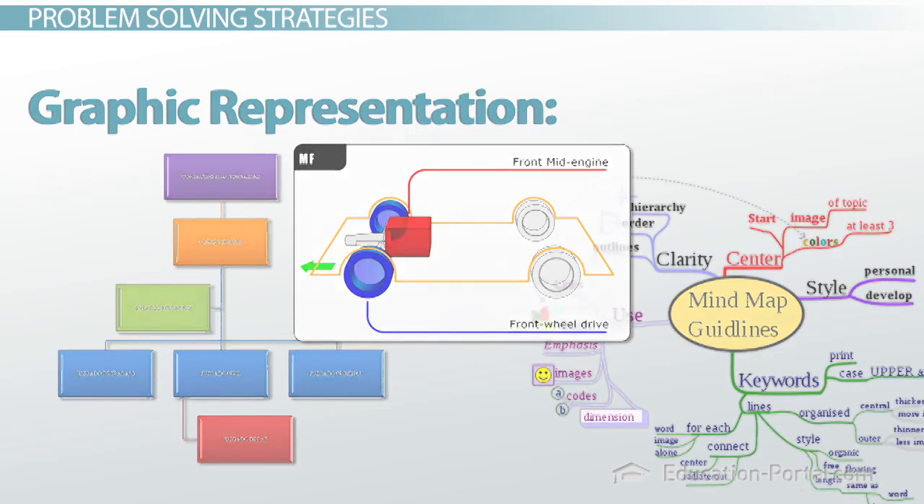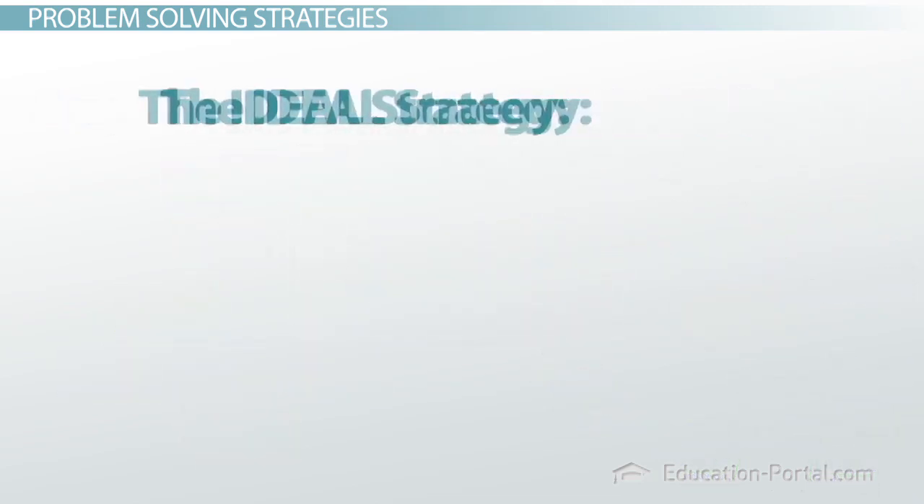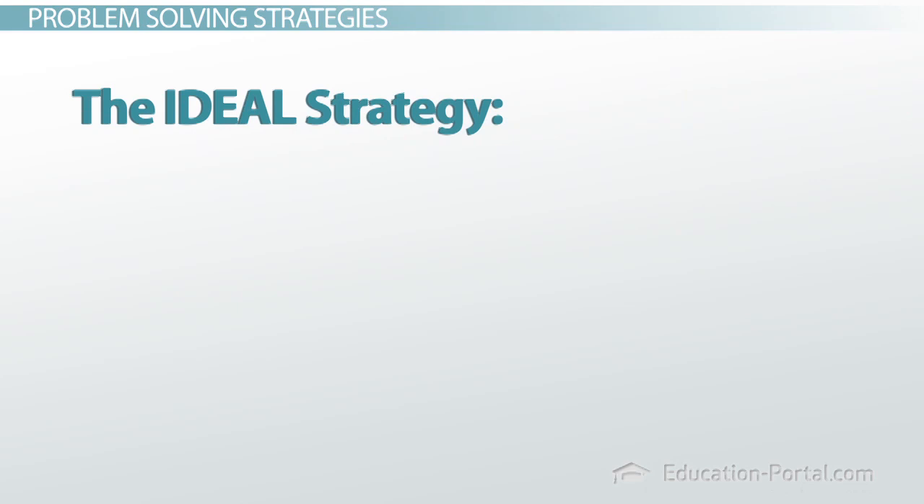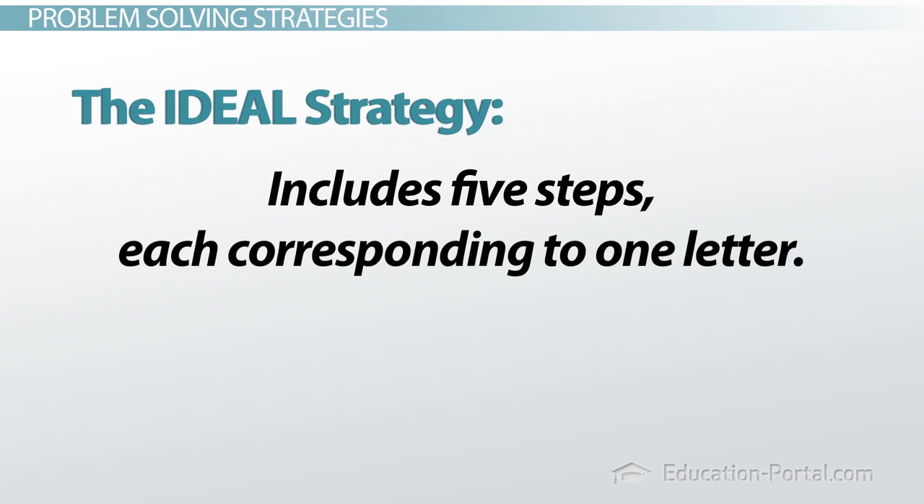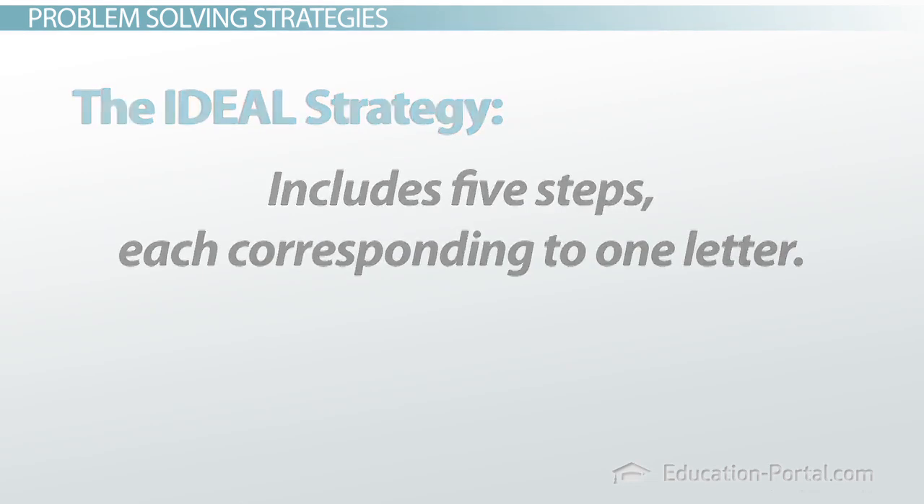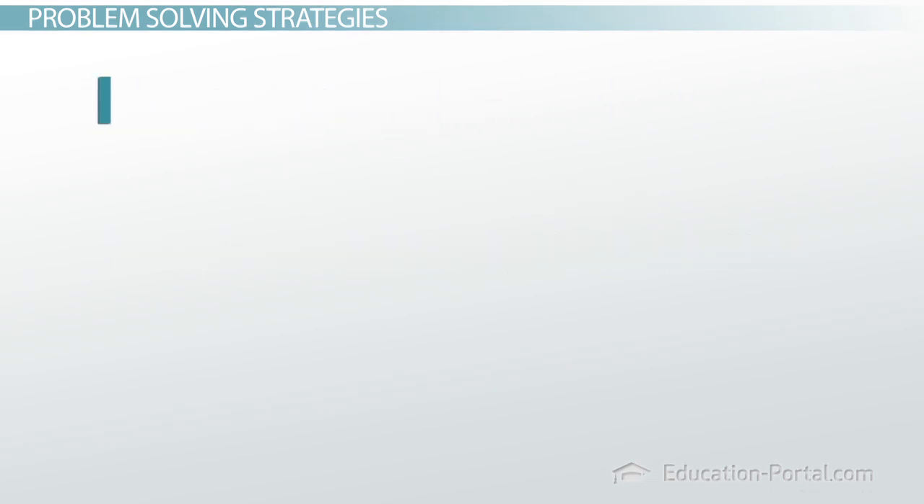This final strategy is called the IDEAL strategy, where IDEAL is an acronym, meaning each letter stands for one idea. This strategy includes 5 steps, each corresponding to one letter. The I stands for identify, which is the first step in the IDEAL strategy. Here, you identify what the problem is as clearly as possible. The D stands for define. Here, you define what the possible final goal or solution might be.